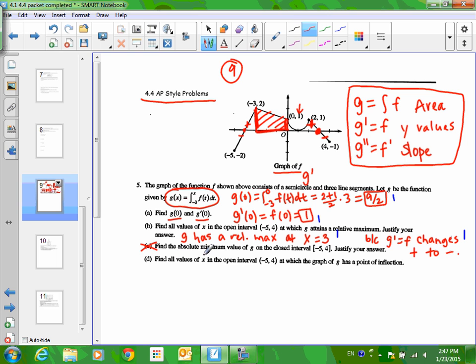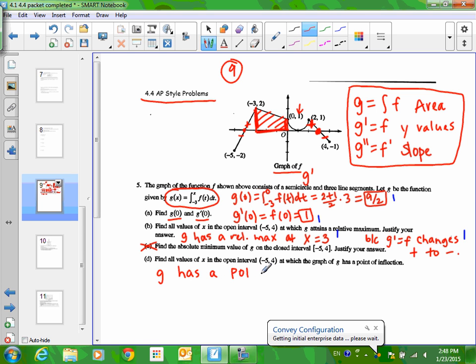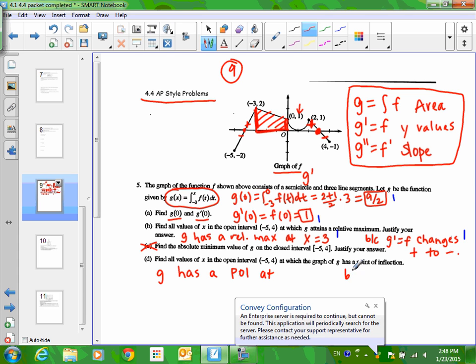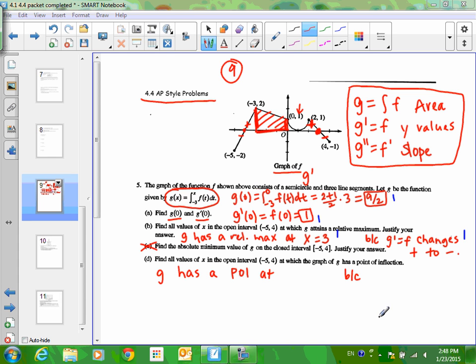It says find all the values of x in the open interval of which the graph of g has a point of inflection. So again, I'm going to start it out by saying g has a point of inflection at, and then I'm going to leave a space, and I'm going to say because, and I'm going to figure out my justification. So what's the justification for g having a point of inflection?